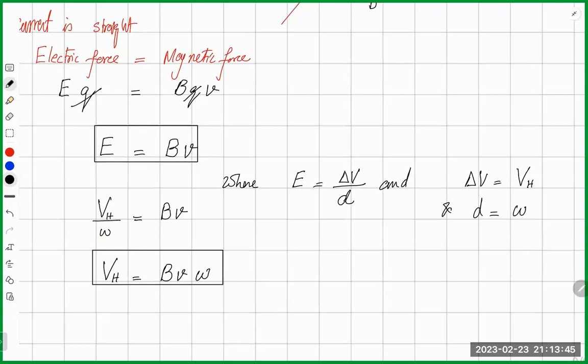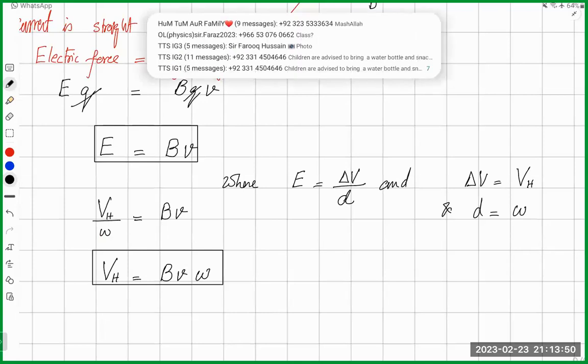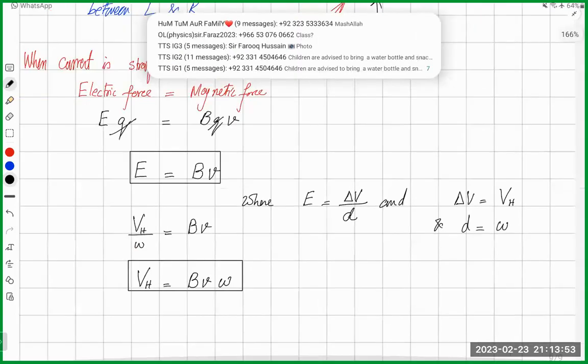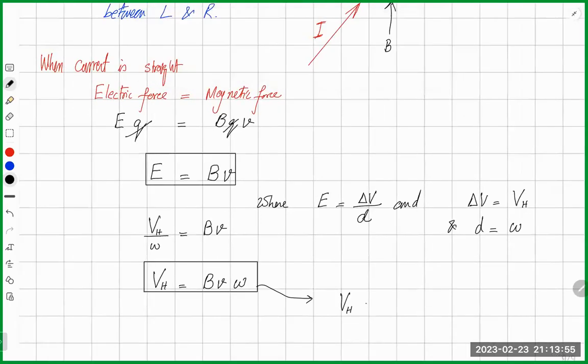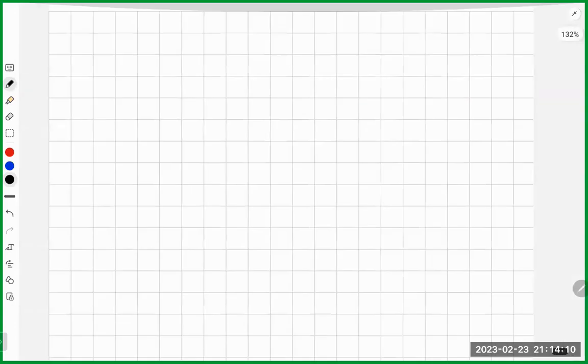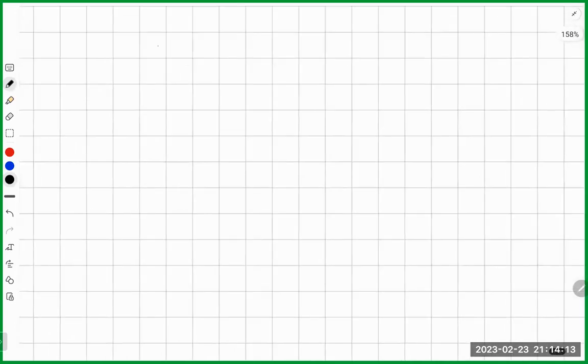Okay. So this is the first form that we develop over here. Sometimes we also use VH equals to Bvd, if you don't want to use that W over there. Now, let's move on. Hall voltage equals to BvW.